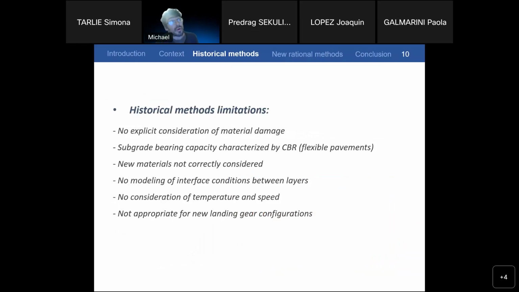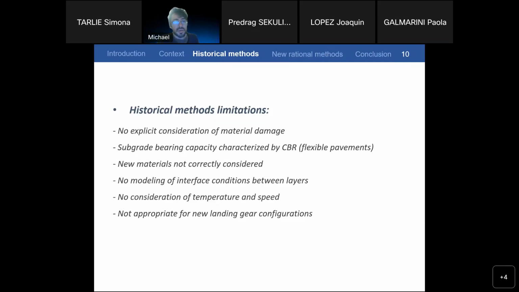Those methods have been used for more than 50 years, but they have shown their limitations. First, there is no explicit consideration of material damage. Then the subgrade bearing capacity for flexible pavement is characterized by the CBR test, which is not really representative of the real bearing capacity when compared to plate tests, for instance. Then the new materials are not correctly considered. There is no modeling of interface conditions between layers. This is an important thing because in most cases when you have issues on a pavement, it comes from an interface condition problem.